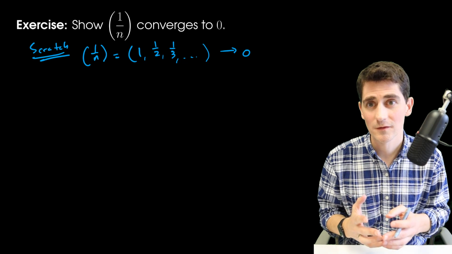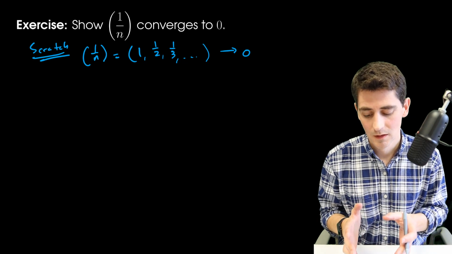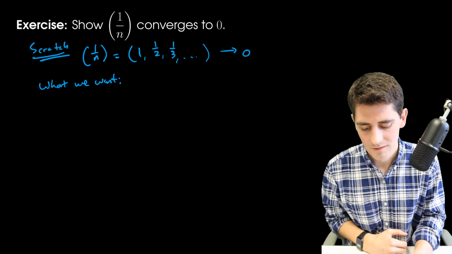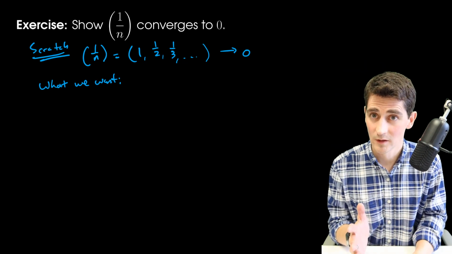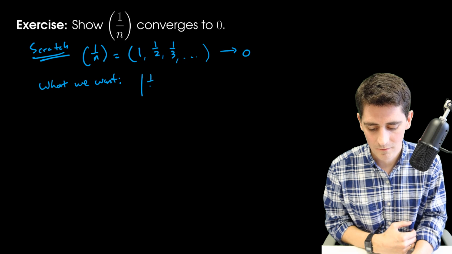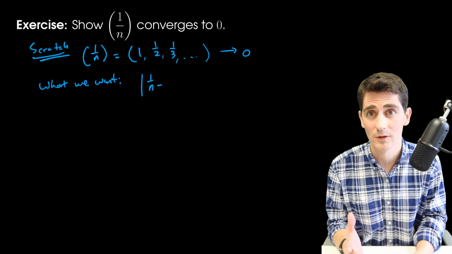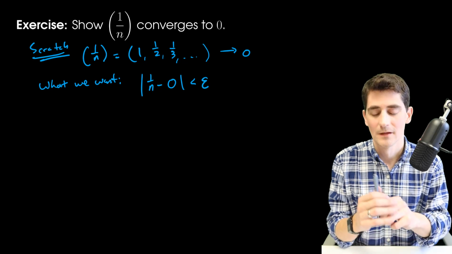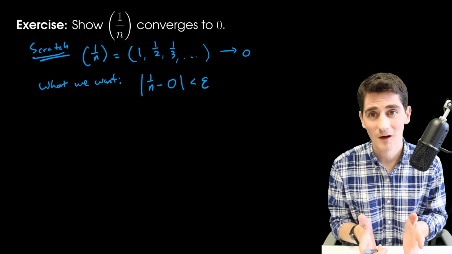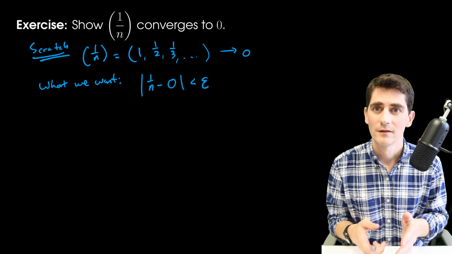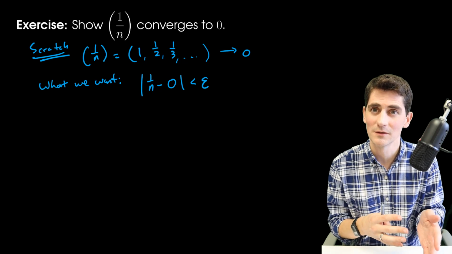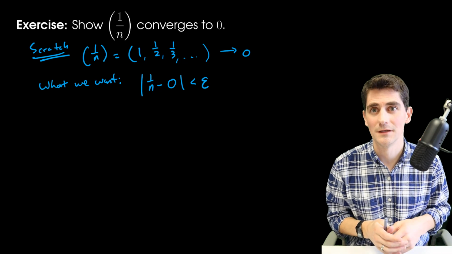Now, in the scratch work, I think it's actually more helpful to start at the endpoint. So what we want is something like this. According to my definition, I need 1 over n minus what I think the limit point is, which is 0, to be less than epsilon. Somehow I've got to pick a capital N such that when we have a little n past the capital N, we get this inequality here?